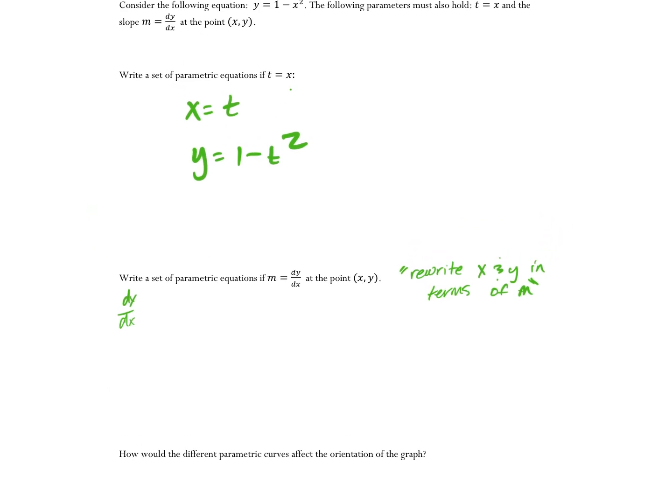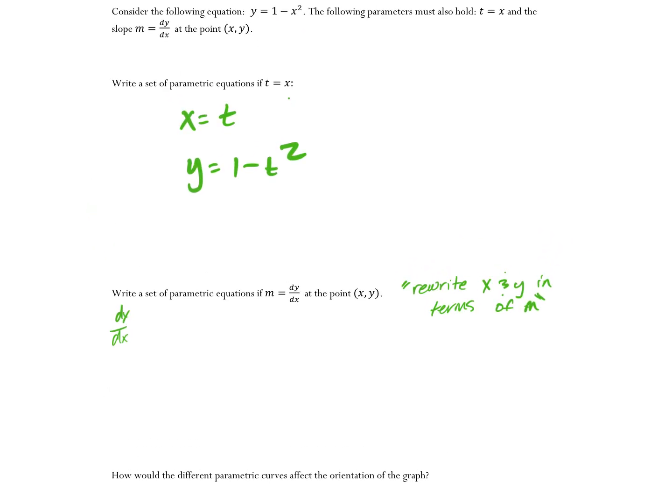Do we know what dy dx is? We can figure it out because this was defined rectangularly, right? So if I tell you y equals 1 minus x squared, are you comfortable with me saying dy dx is negative 2x? Cool. And you know what else is equal to that? Dy dx is equal to m. So we could say m equals negative 2x. So now if I want to write x in terms of m, what could I do? X equals negative m over 2.